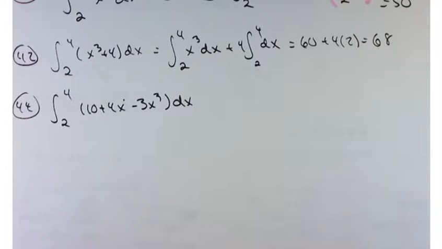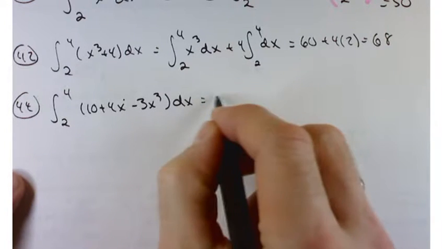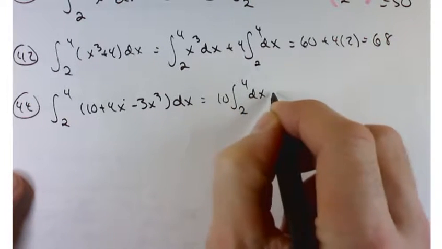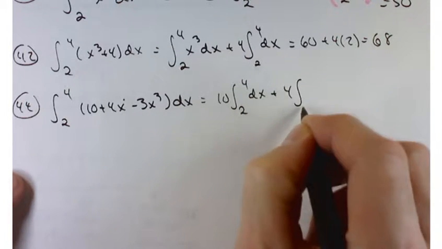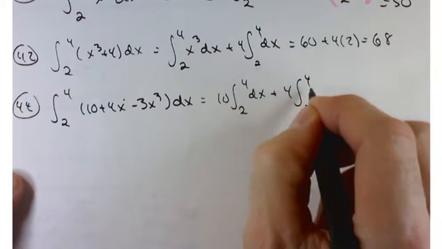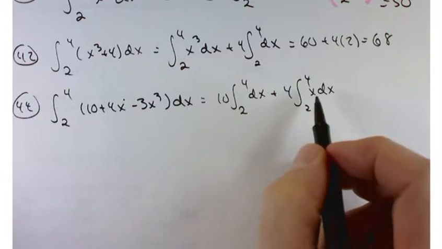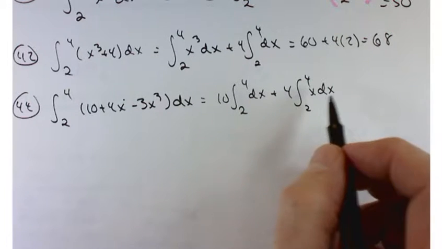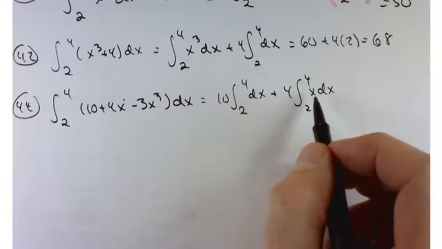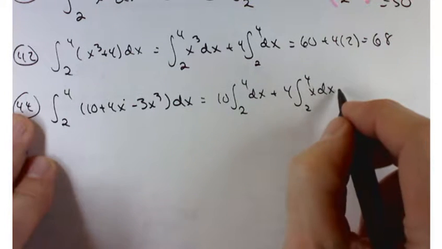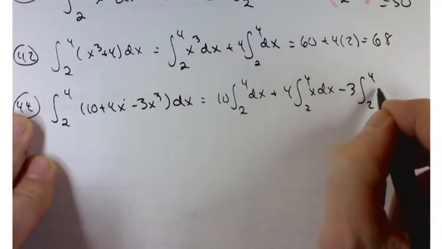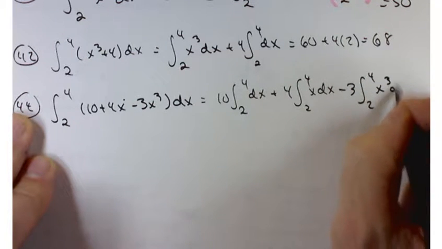Let's split this one up like we did with the last two. So this is going to be 10 times the integral from 2 to 4 of dx plus 4 times the integral from 2 to 4 of x dx. Notice I could take out the 4 because the 4 doesn't depend on the variable x. The variable x itself stayed in the integrand. Minus 3 times the integral from 2 to 4 of x cubed dx.